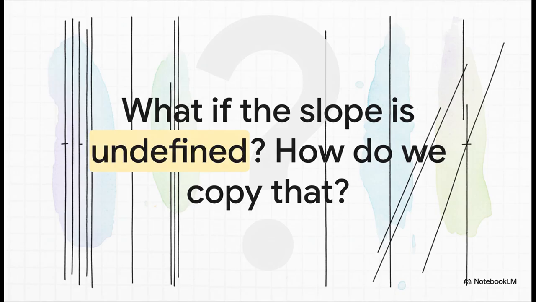All right, time for a really interesting special case. We know how to handle lines that go up or down. But what about a line that goes straight up and down? You know, a vertical line. Its slope is technically undefined. So how in the world do you copy a slope that isn't even a number?